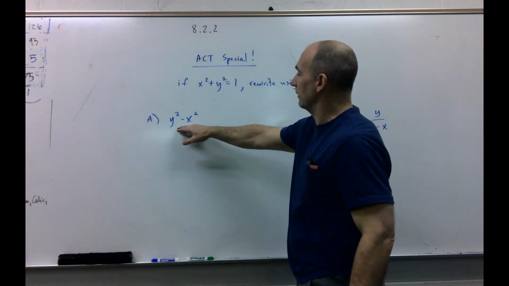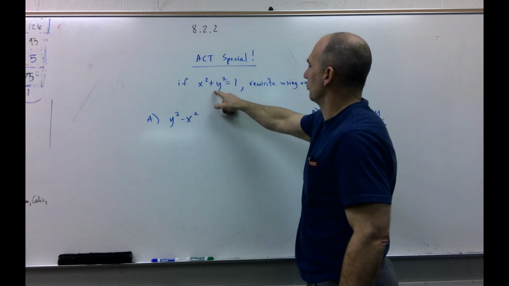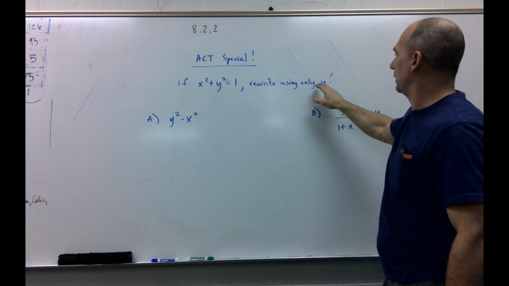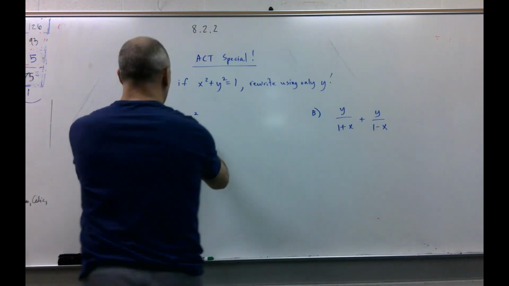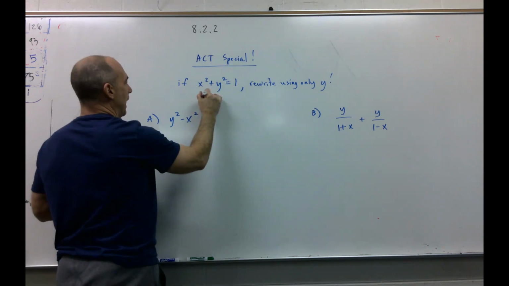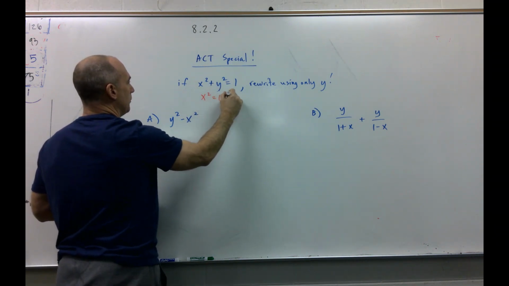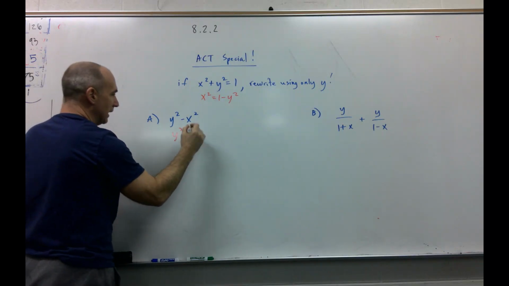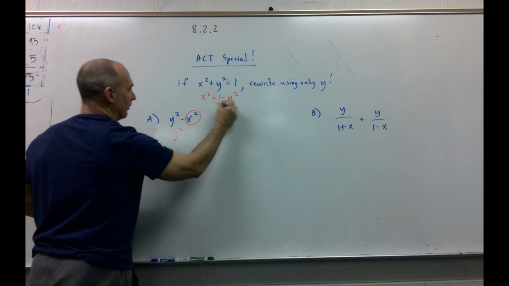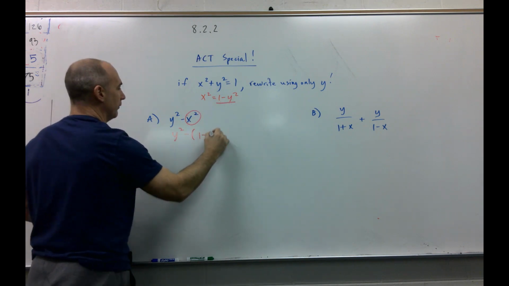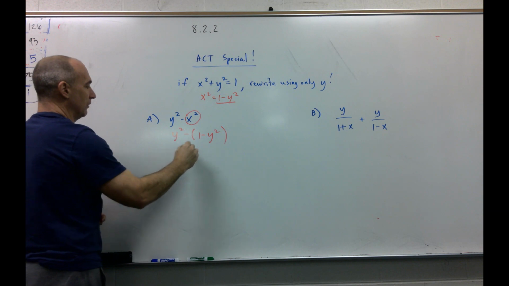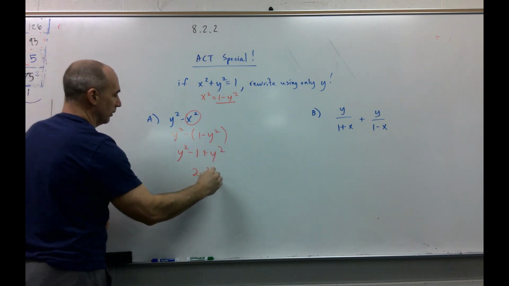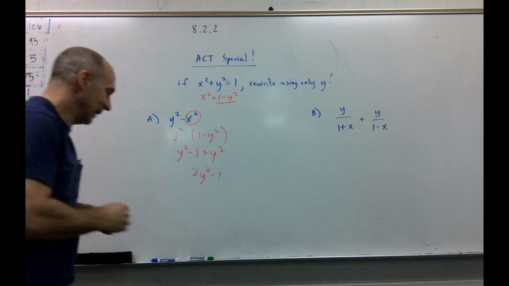First one's pretty easy, but let's read the instructions. If x squared plus y squared equals 1, so it's just a formula, rewrite using only y. All right, so we've got to get rid of that x squared somehow. Well, if we think about that, x squared equals 1 minus y squared. See, this one's pretty easy. So I have y squared minus whatever x squared is, and it's this. So I'm going to subtract all of it. So I get y squared minus 1 plus y squared. So it'd be 2y squared minus 1. That one's on the easy end of the spectrum.